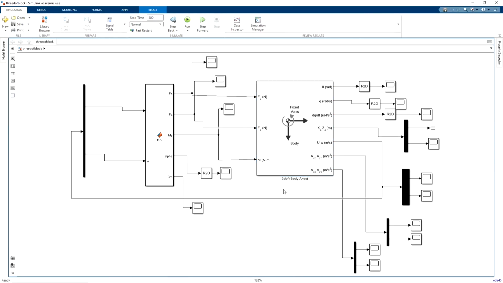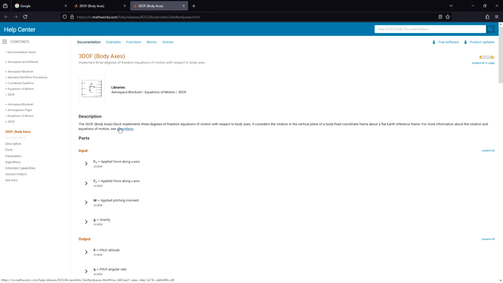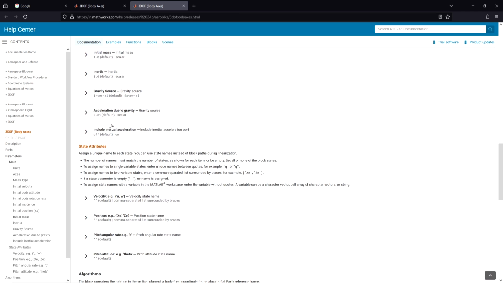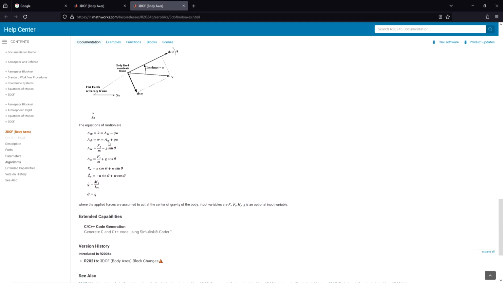So this is how the 3 degree of freedom block looks like. This is the 3DOF block in body axis, and these are the equations of motion, axb, azb, axc, aze, and so on and so forth. What we will do is derive these equations directly from the 6DOF equations, and then we'll simulate in MATLAB and then in Simulink, and then we'll use the 3DOF block. Now let us go back to the 6 degree of freedom equations of motion.